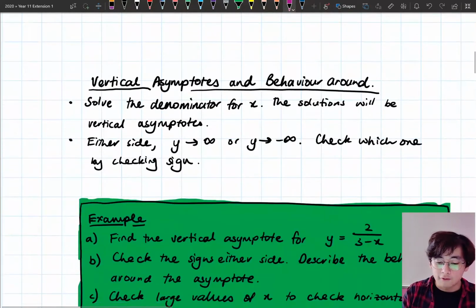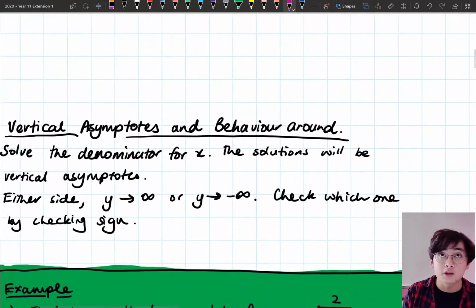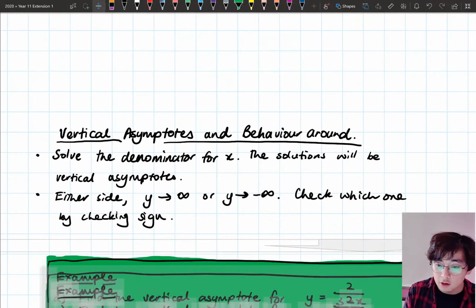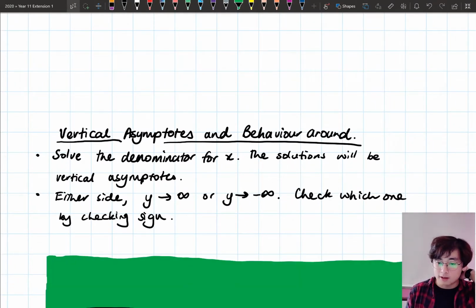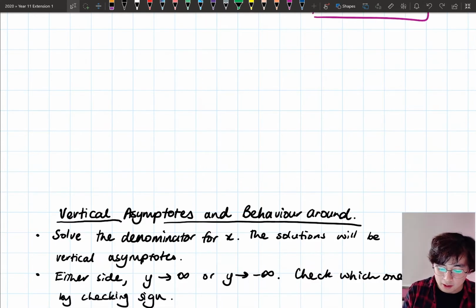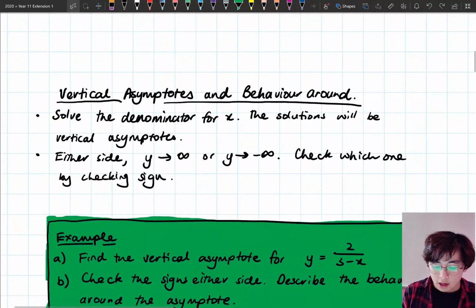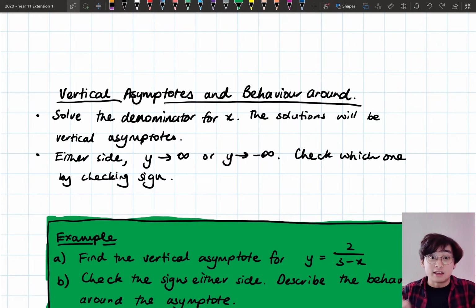So what we're looking for first is finding vertical asymptotes and the behavior around the asymptotes. In your booklets, it's in box number 9 on page 9. I've actually just written this in my own words.